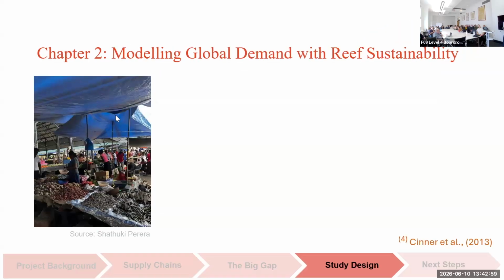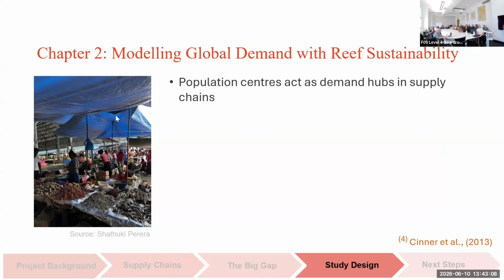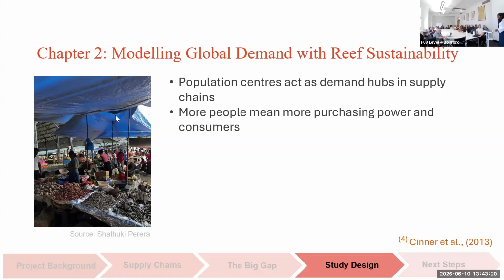And what I'm hoping to do is use that to map it against modeling global demand. So what do I mean by this, and how does it relate to supply chains? Well, we know that population sectors act as demand hubs in supply chains. So it's essentially the final destination of these supply chains. And that's where all the consumers are and where the coral reef fisheries products are getting consumed. So more people means that there's more purchasing power and more consumers.